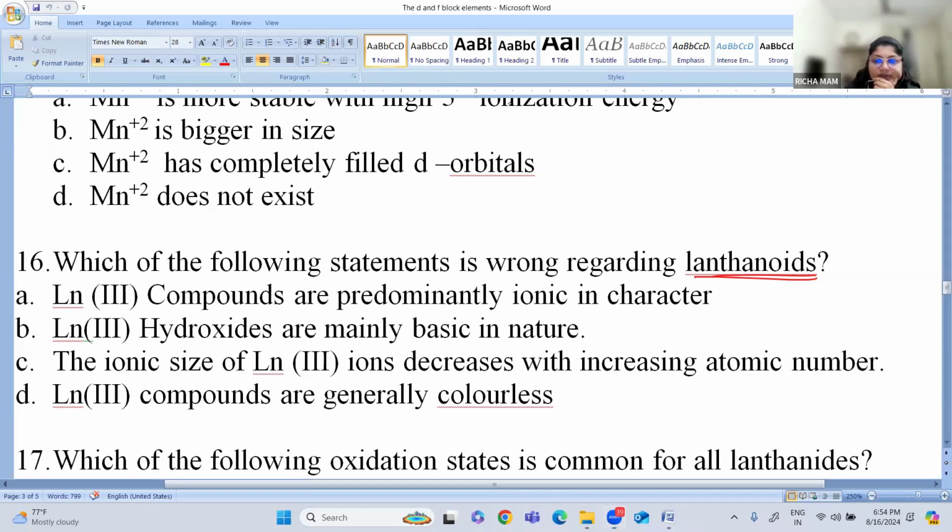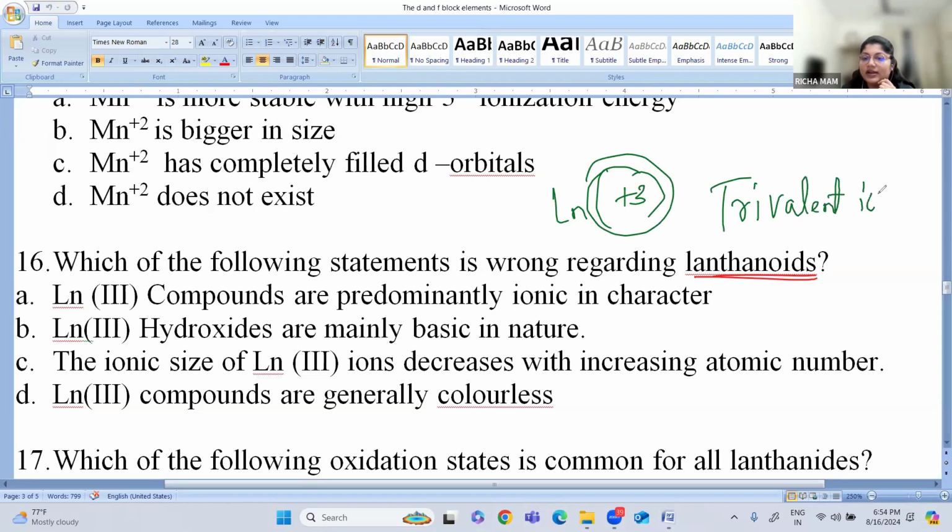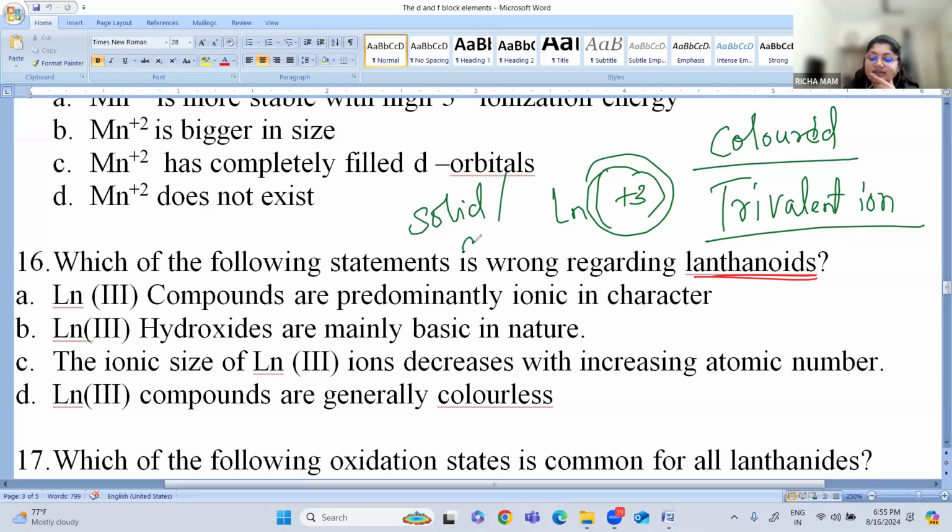Now when we see lanthanoids, in most of these elements the common oxidation state is +3. They are trivalent ions. And these trivalent ions are colored, not colorless. They are colored both in the solid state as well as in the aqueous or solution state.